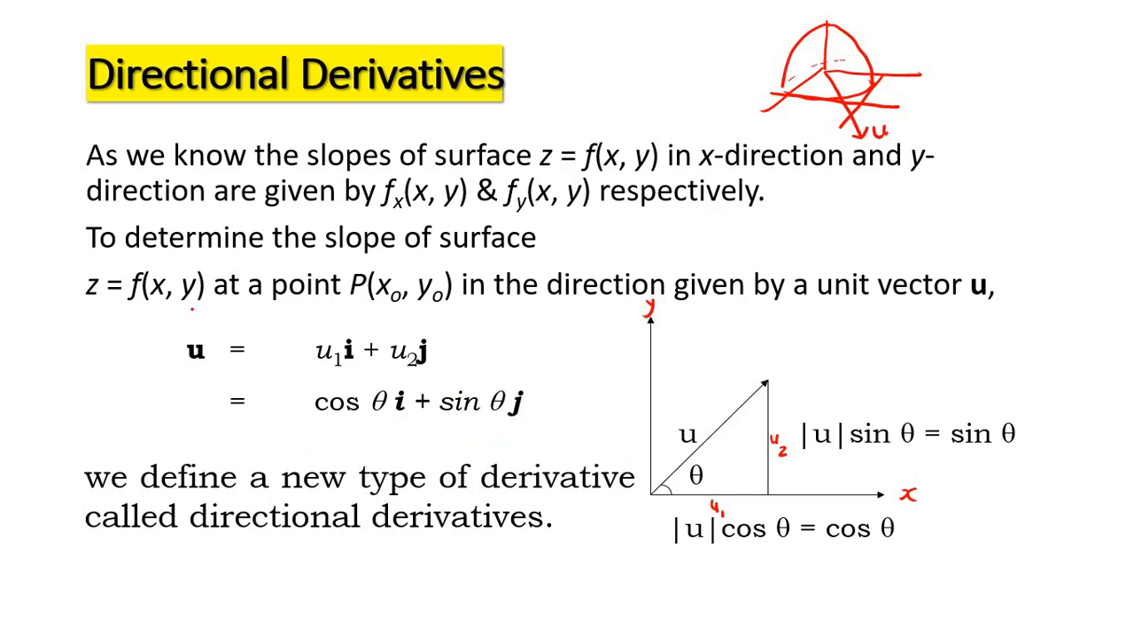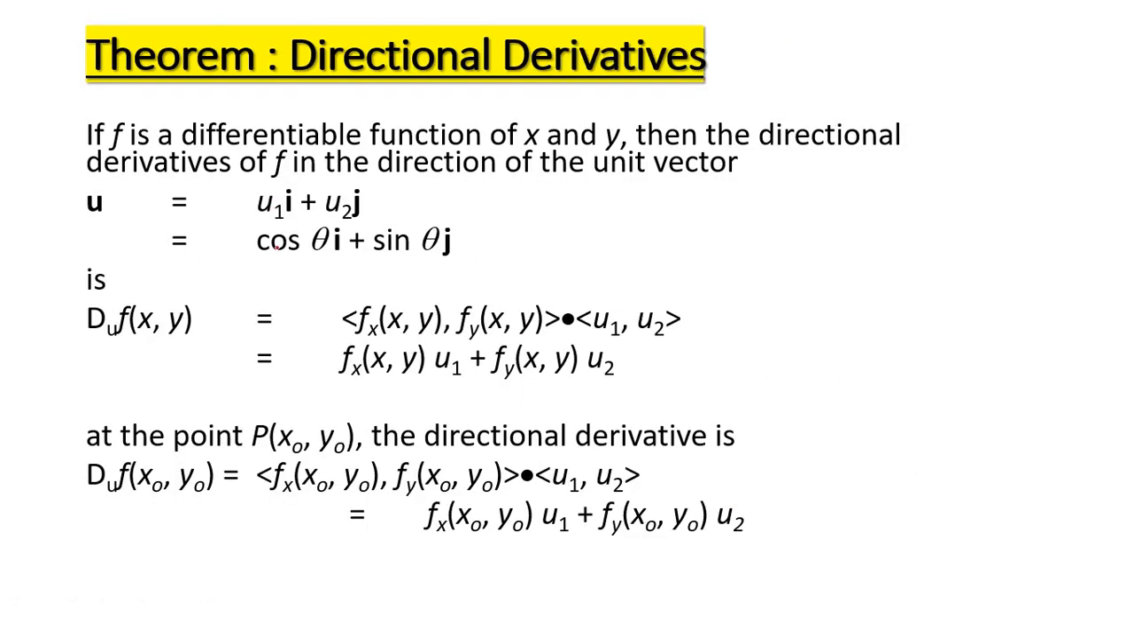So using this unit vector, we can define a new type of derivative called directional derivative, which is the slope of the surface at the point P(x0, y0) in the direction given by the unit vector. This is the directional derivative of the function f(x,y) in the direction of unit vector u, given by fx i plus fy j dot with the unit vector u1 i plus u2 j.